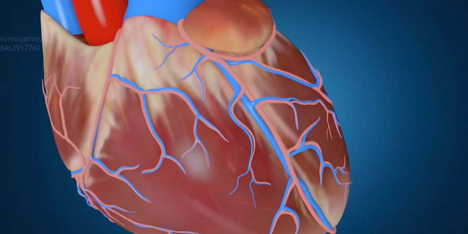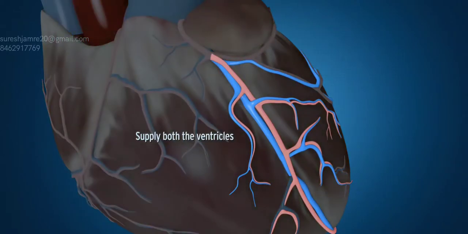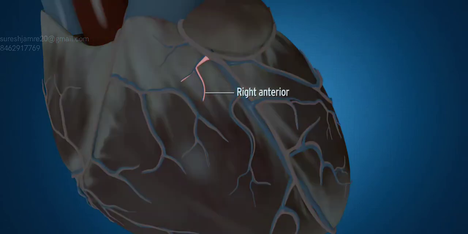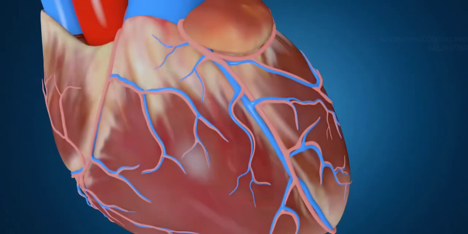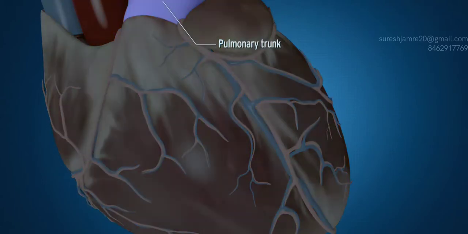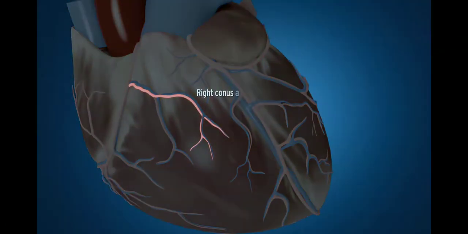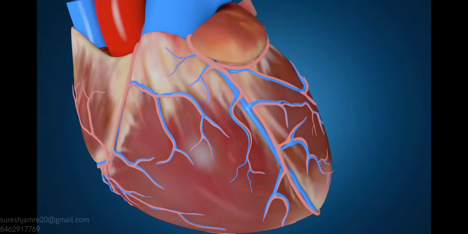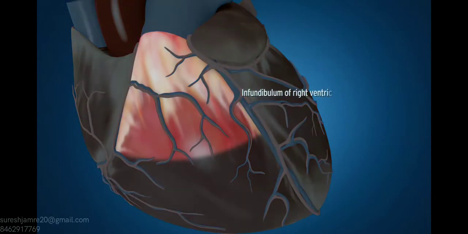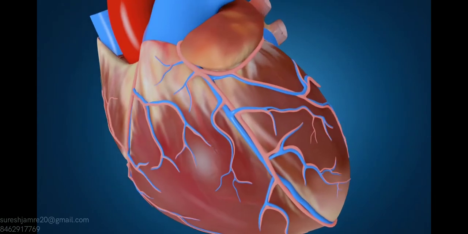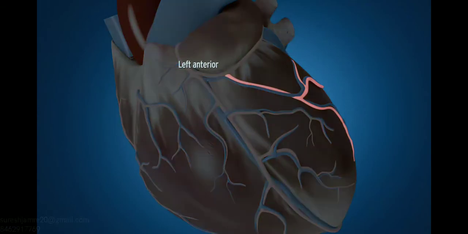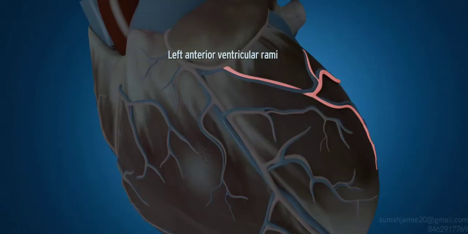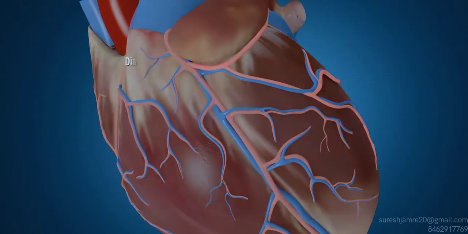They pass obliquely downwards and outwards and supply both the ventricles. One of the right anterior ventricular rami forms the left conus artery. It forms an arterial ring around the pulmonary trunk along with the right conus artery. It supplies the infundibulum of the right ventricle. One of the left anterior ventricular rami is large and is known as the diagonal artery.